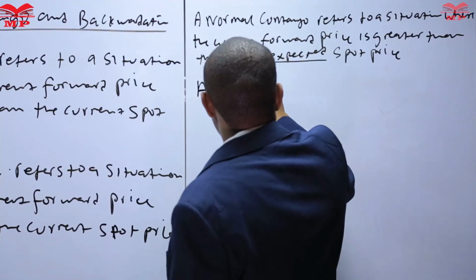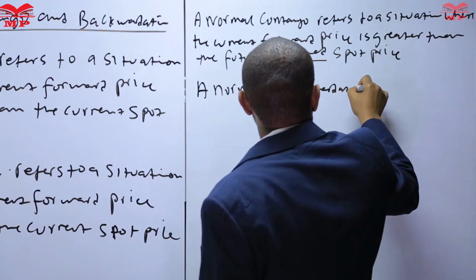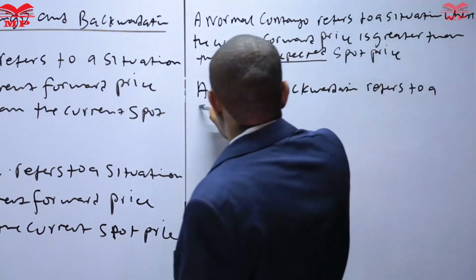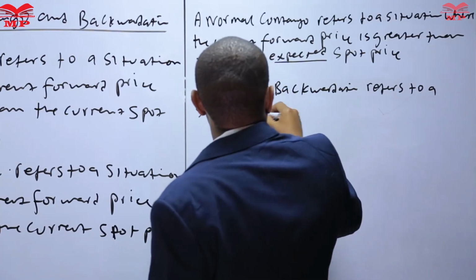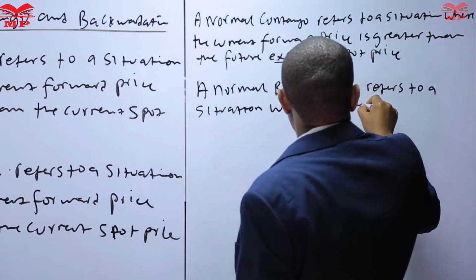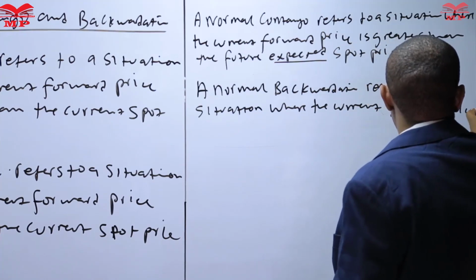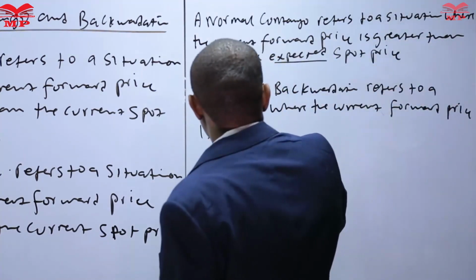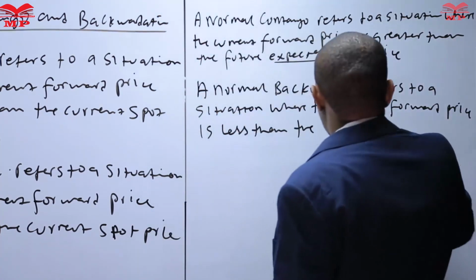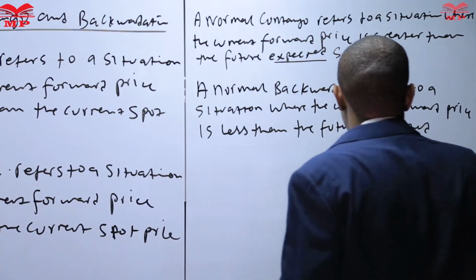A normal backwardation refers to a situation where the current forward price is less than the future expected spot price.